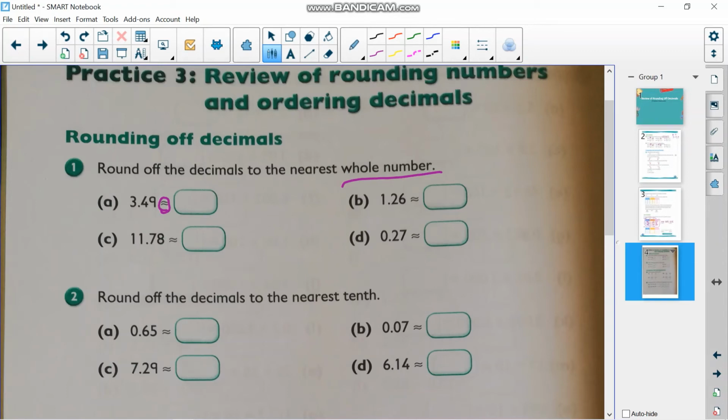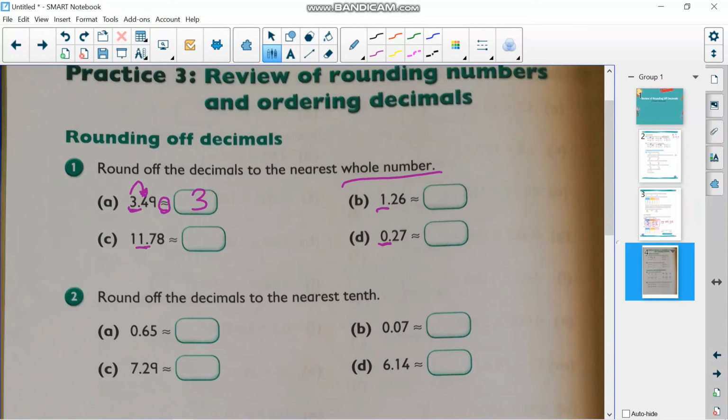So we have 3.49. Let's underline the whole numbers first. We have 3, 1, 1, and 0. So you have to look at the next number to the right. So the next number to 3 is 4. So based on the rule, we have to retain 3. So our answer will be 3. So 3.49 is approximately equal to 3.